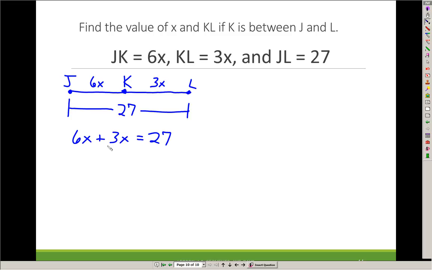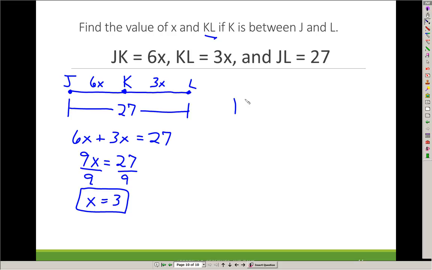Now solve. Like terms here, 6x plus 3x is 9x. Divide both sides by 9, and x is 3. That's our first answer. And they also want the measure of segment KL. So KL, they told us in the question, it's 3x, and x is 3. So 3 times x is really 3 times 3. KL has a measure of 9.